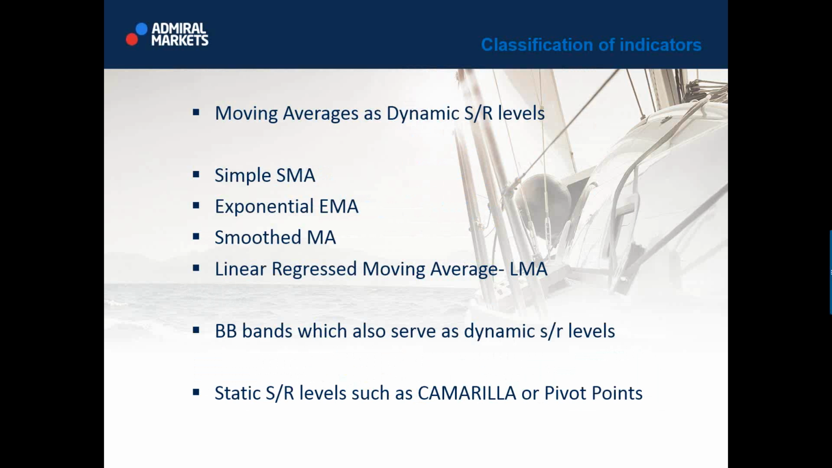So first of all, the most used one, and maybe one of my favorite dynamic support resistance indicators, are moving averages. That is definitely the truth, because moving averages act as dynamic and great support resistance levels. So we can classify moving averages as simple SMA, exponential EMA, and smoothed MA.